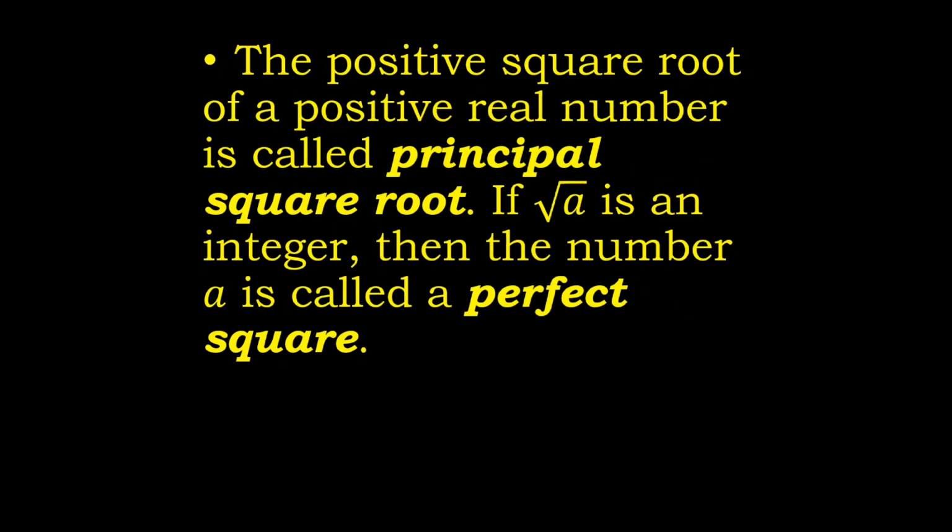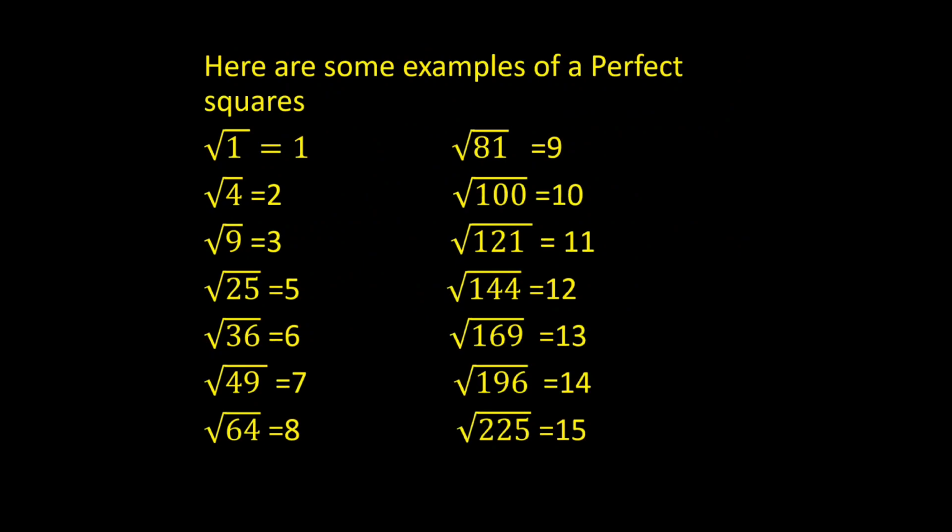The positive square root of a positive real number is called the principal root. If the square root of a is an integer, then the number a is called a perfect square. Here are some examples of perfect squares.